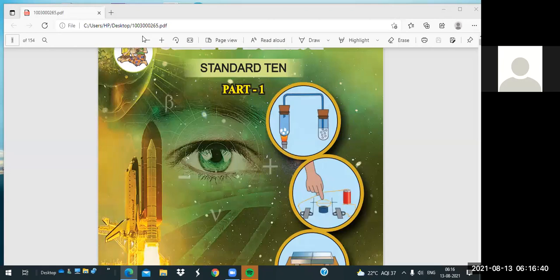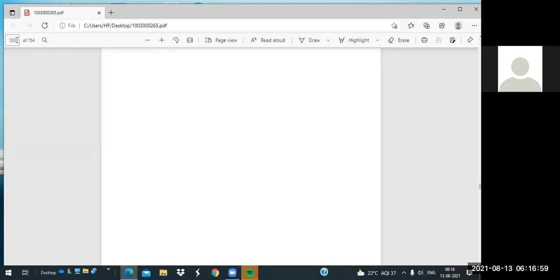Now we are going to see the difference between metals and non-metals, which we have seen. What is meant by sonority? Metals have the ability to produce sound, and that is called sonority. Okay, now we are going to see the next thing.